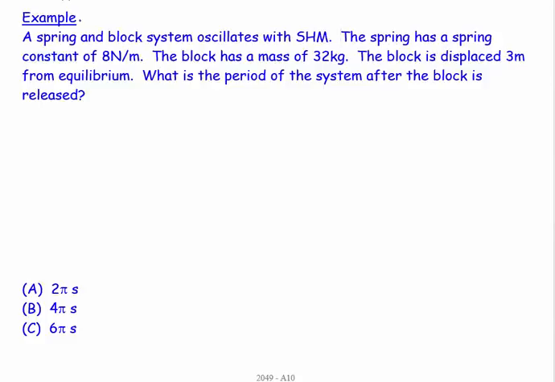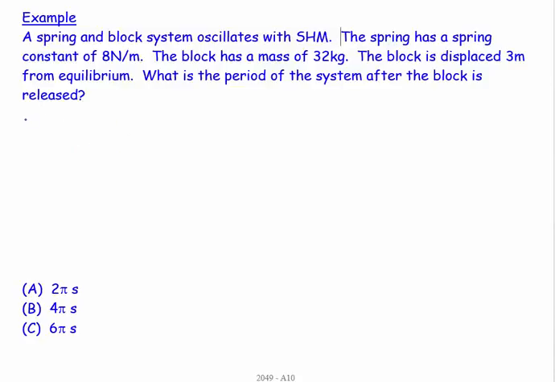Welcome. So this question says a spring and block system oscillates with simple harmonic motion. The spring has a spring constant of 8 newtons per meter. The block has a mass of 32 kilograms. The block is displaced 3 meters from equilibrium, then released. What is the period of the system after the block is released?